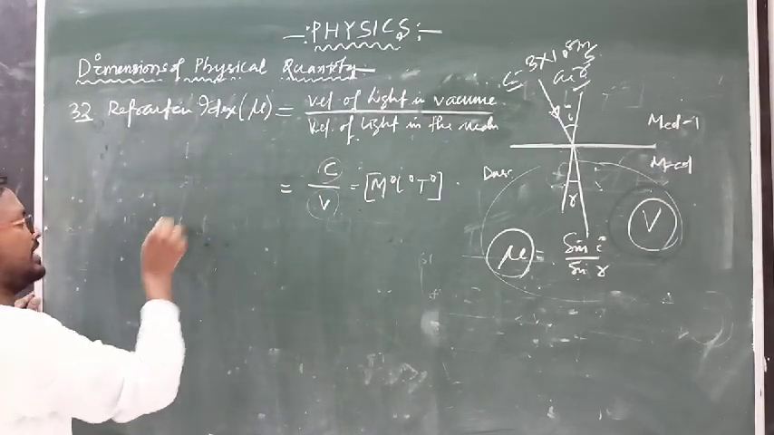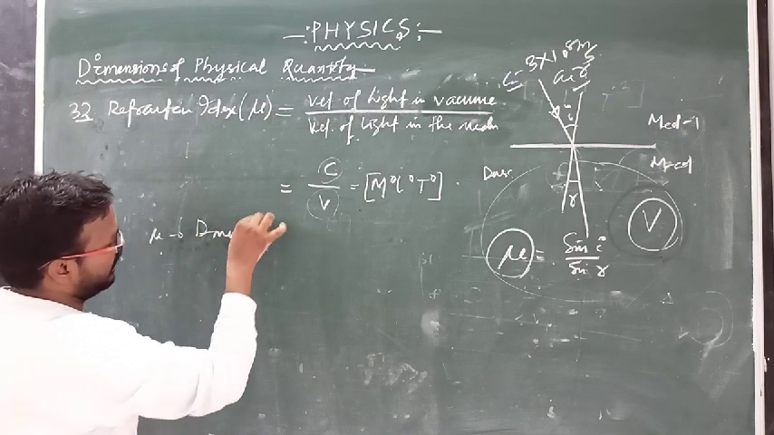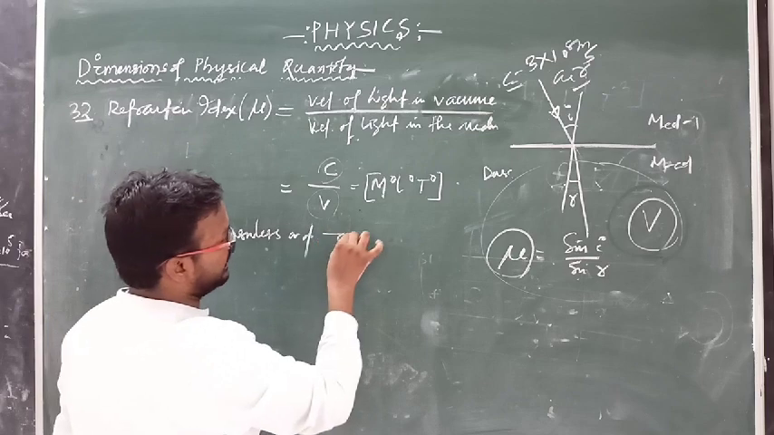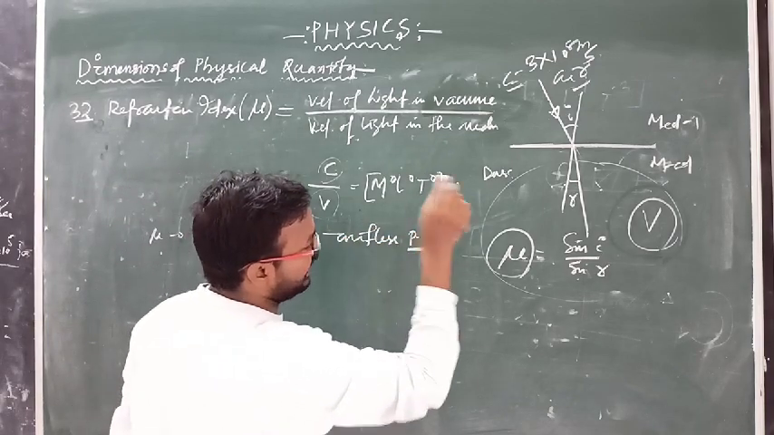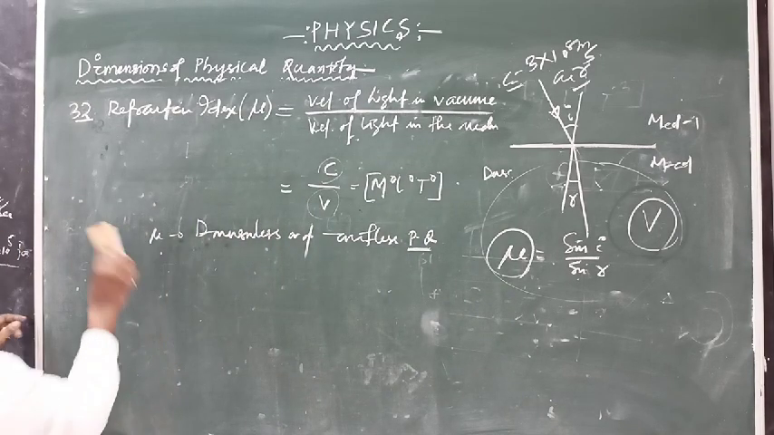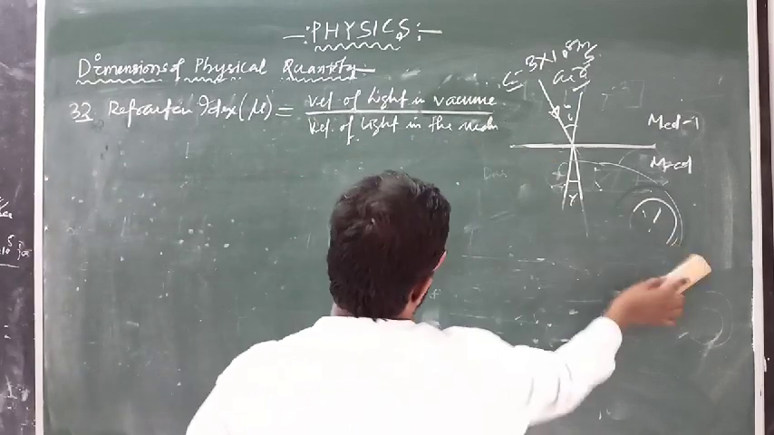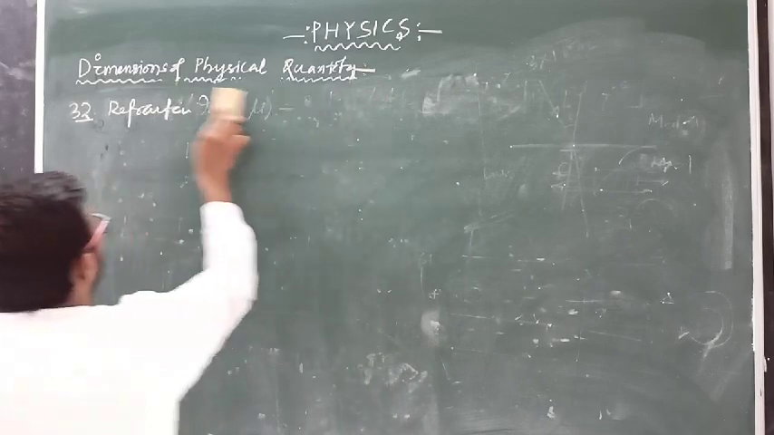So refractive index mu is a dimensionless and unitless physical quantity, clear? Okay, now let's start another physical quantity.